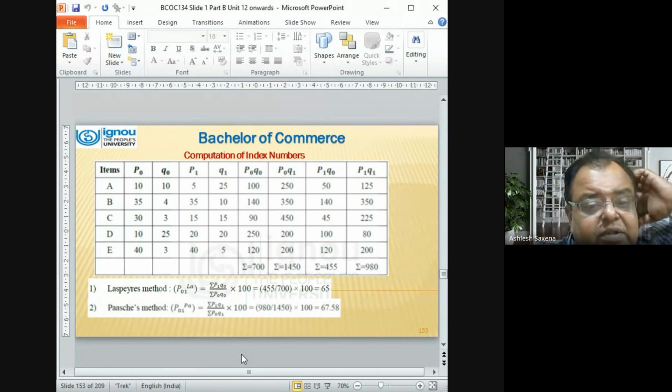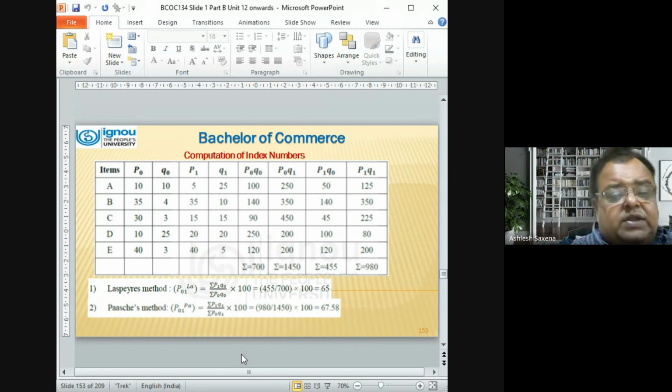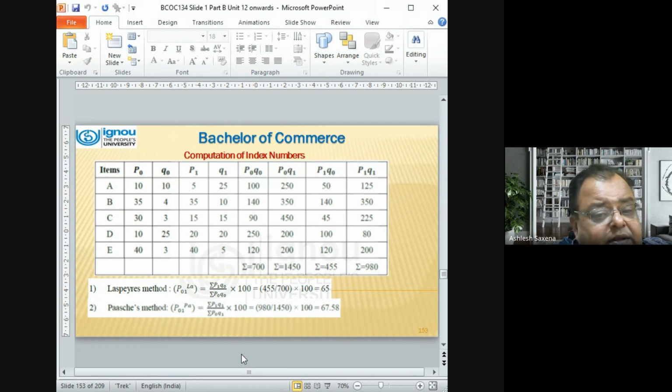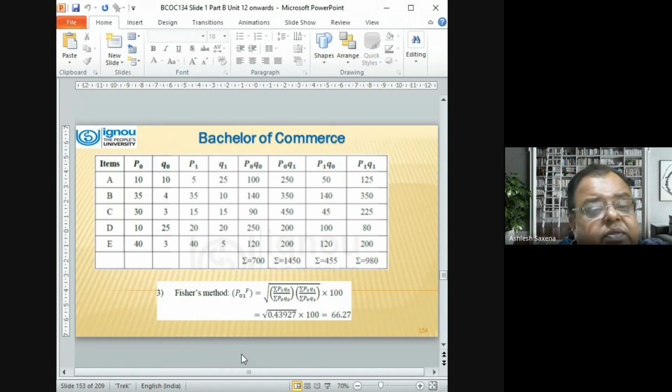So we have sigma P naught Q naught equal to 700, sigma P naught Q1 is equal to 1450, sigma P1 Q naught 455, and sigma P1 Q1 as 980. When we calculate Laspeyres method, we get 65%. When we calculate with Paasche's formula, we get 67.78. For Fisher's method, we get 66.27.